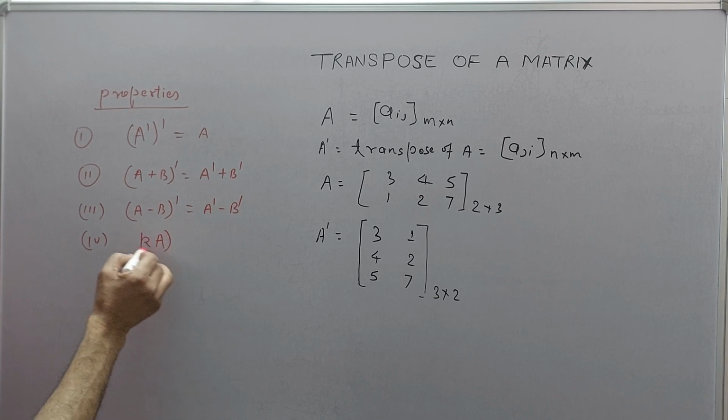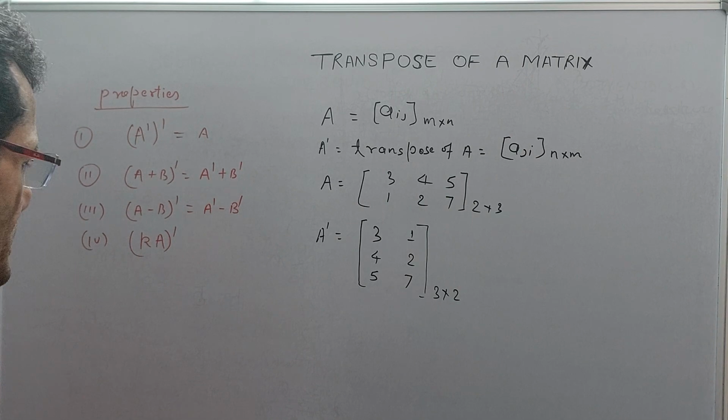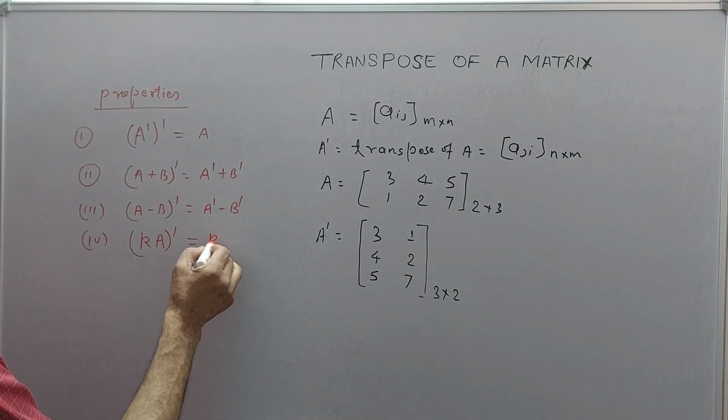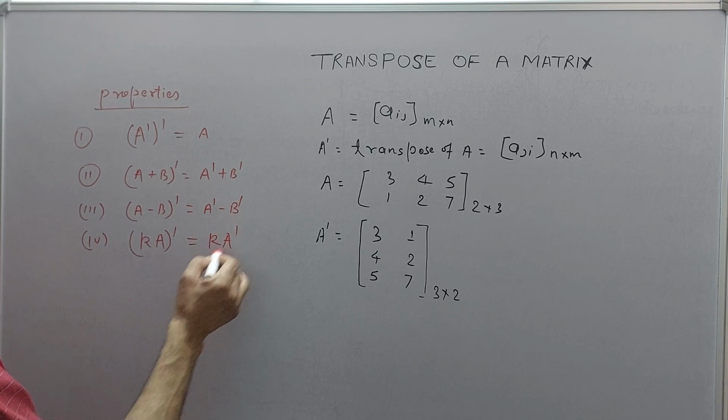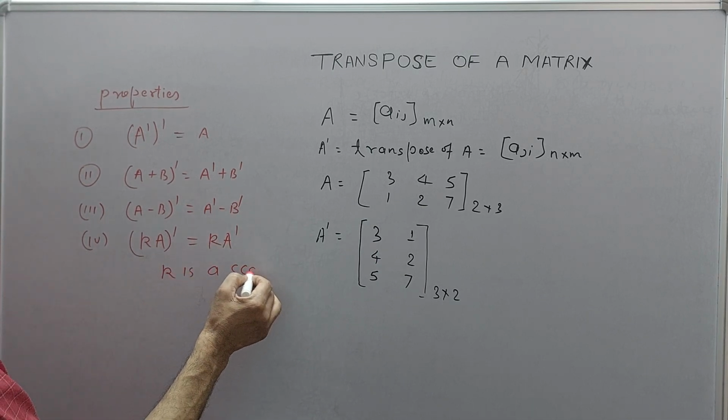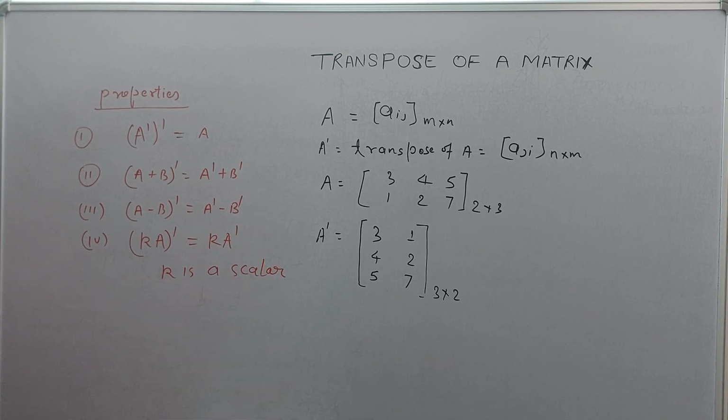The fourth one: the transpose of K times matrix A. Here K is a scalar, so it doesn't matter, K remains there and only A is transposed. Scalar means any numerical value.